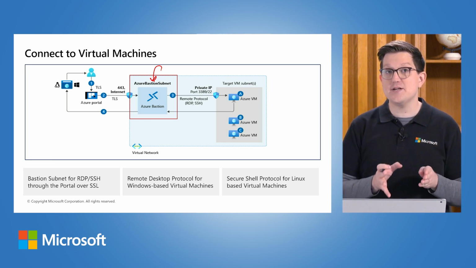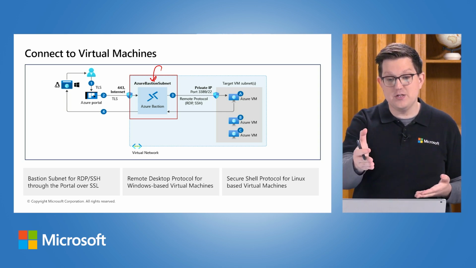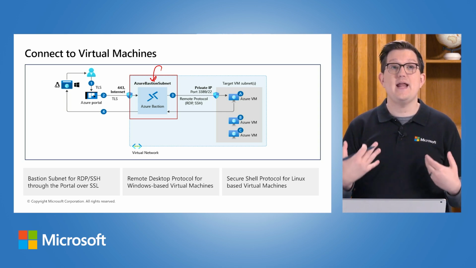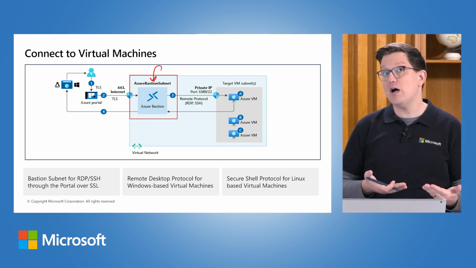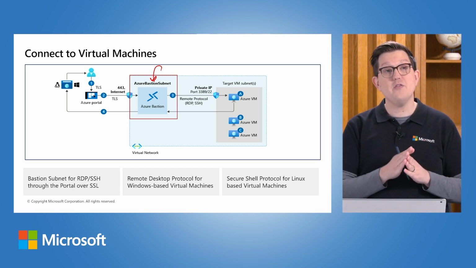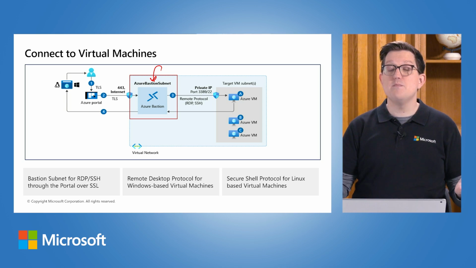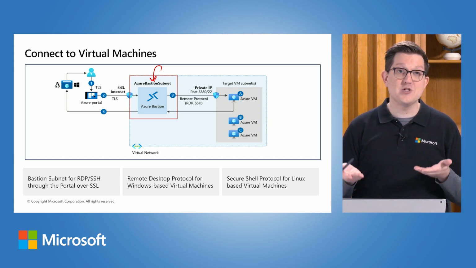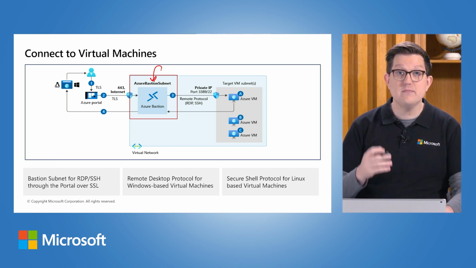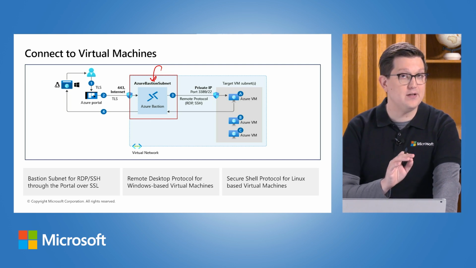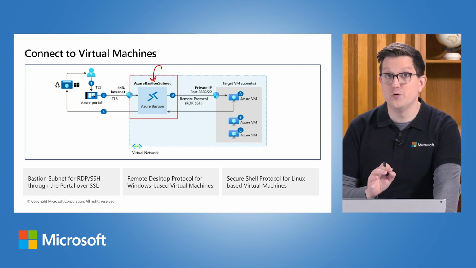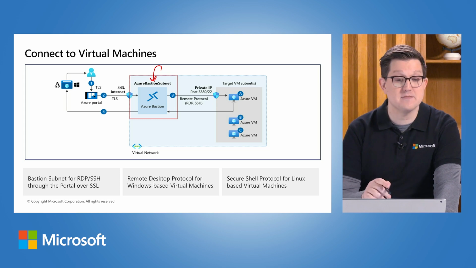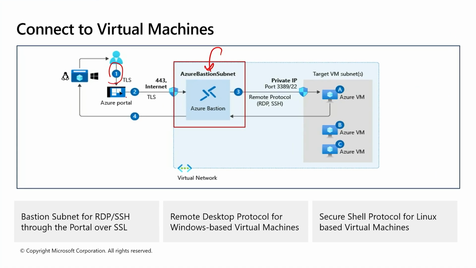So what's the connection pathway if I need to remote into one of these virtual machines and access via either SSH or RDP? I start on the left-hand side. I am an administrator and I log into the Azure portal. And from here, everything else is handled directly via TLS over port 443, normal HTTPS. Interact with the portal, click the Bastion button, and it will interface to the Azure Bastion host.